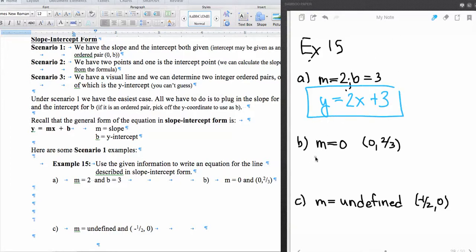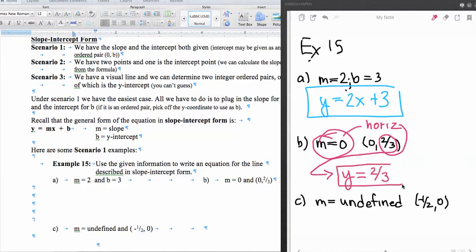Now, this next one, this is why I went over those special circumstances. When you see that the slope is equal to 0, this is going to tell you that you have a horizontal line. And when you're told you have a horizontal line, you know that whatever the y coordinate is going to be your answer. So you say y is equal to 2/3.